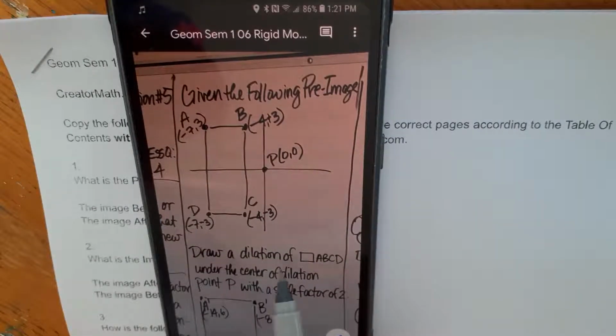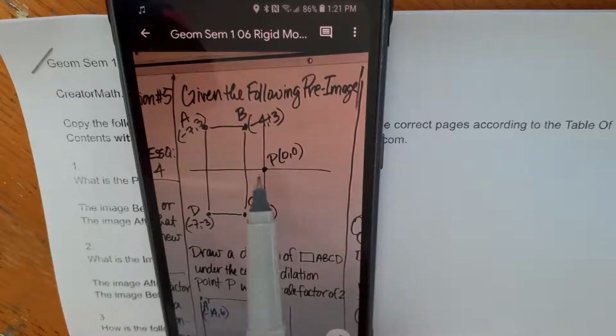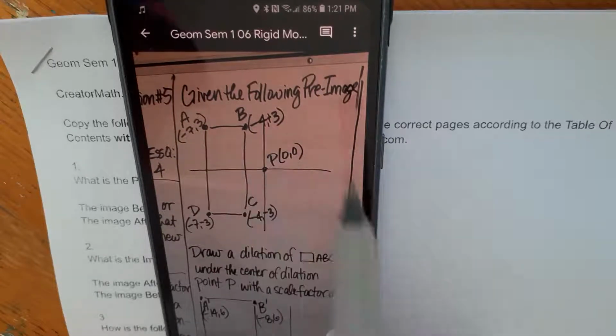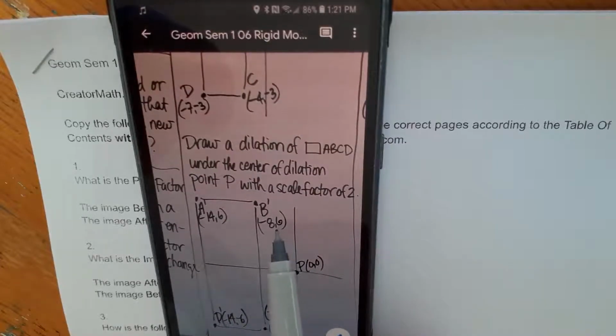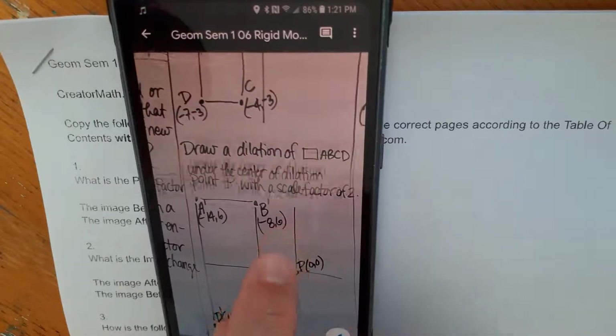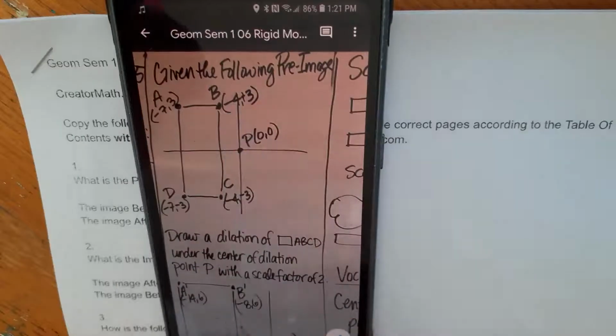Draw a dilation of rectangle ABCD under the center of dilation point P. So P is the origin. Again, we have a center of dilation with a scale factor of 2, so we're going to double the size of that, right? Instead of negative 4, 3, we have negative 8, 6. Our points double. We went from negative 4, 3, twice as big, so it went to negative 8, 6. See how we multiplied both by 2?